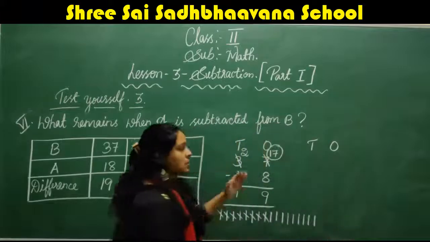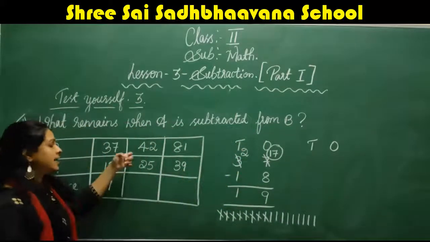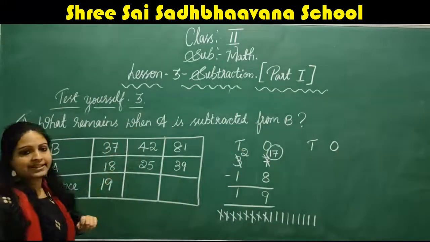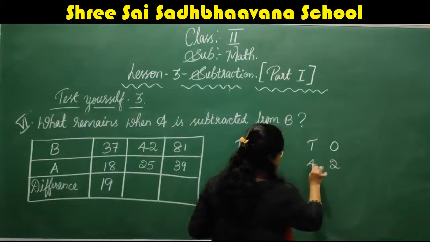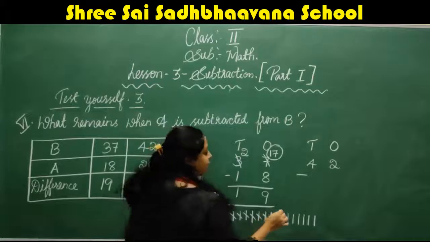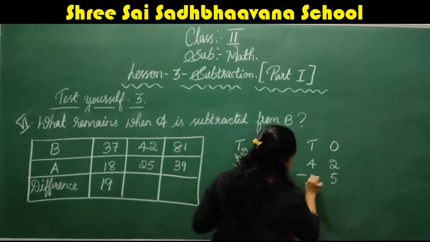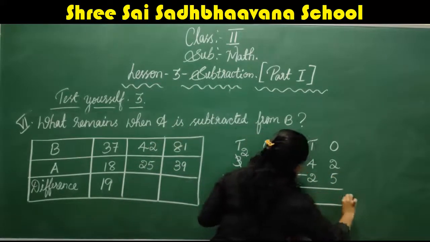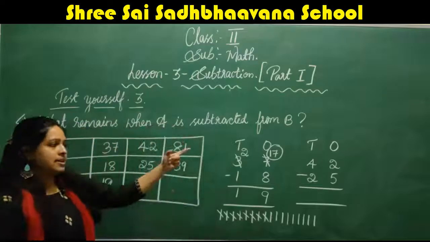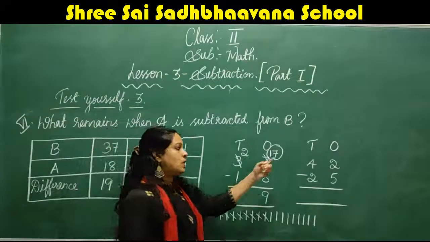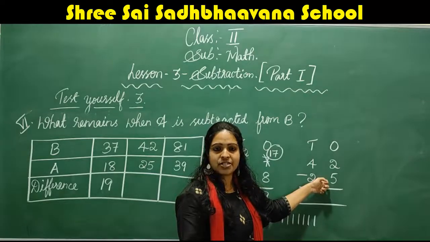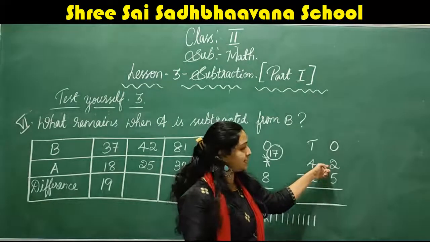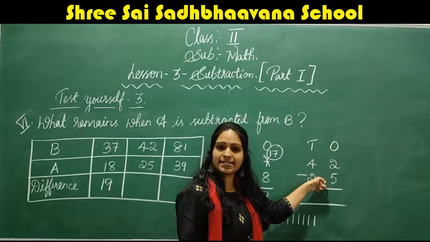Tens, ones. Okay, 42 minus 25. So let me write: 2 comes here, 4 comes here, minus 25. 5 comes here, 2 comes here. Yes. Now let us see. Children, now 2 is there. Can you minus 5 from 2? Can you minus 5, children? No. Why? 2 is the smaller number, 5 is the bigger number.